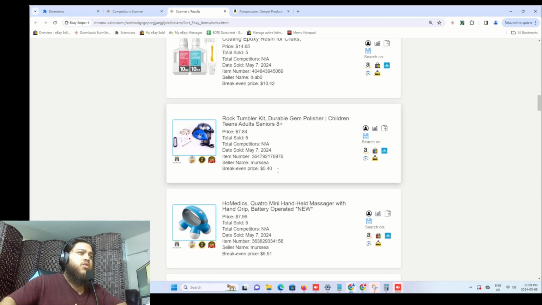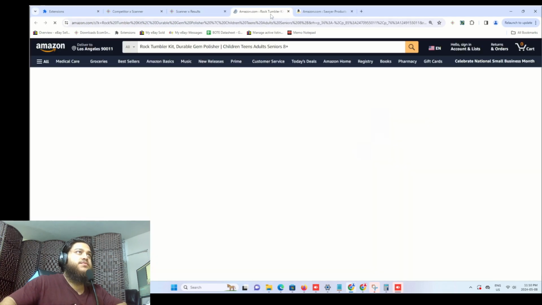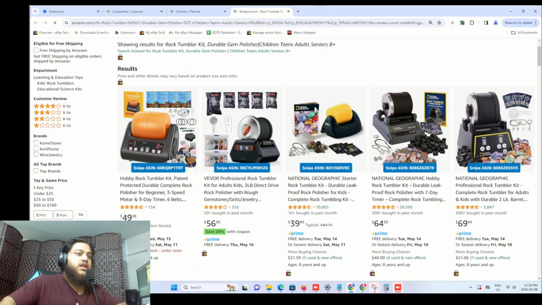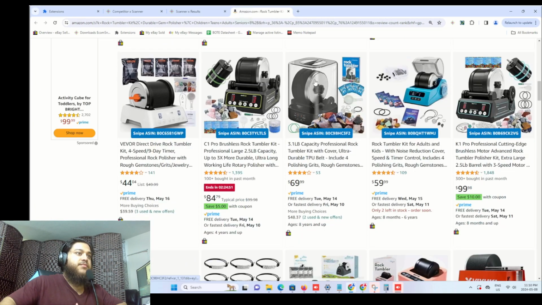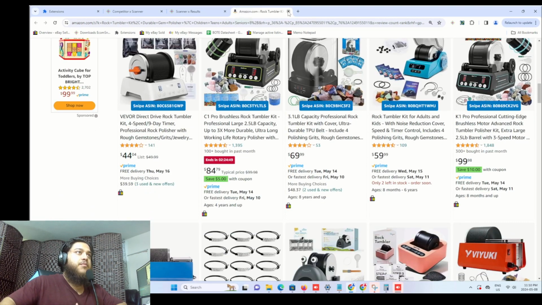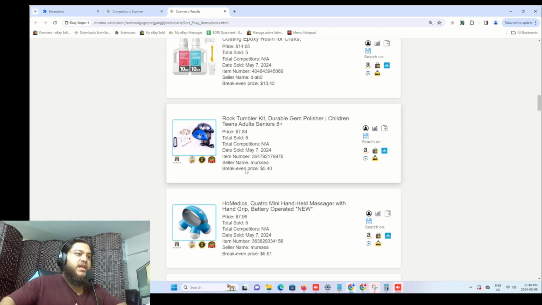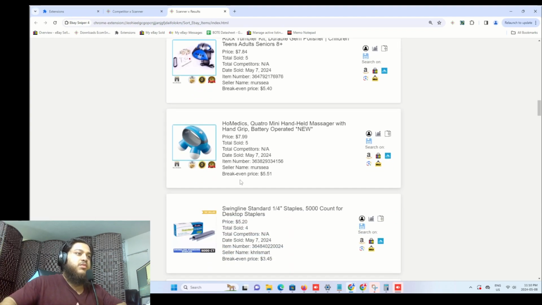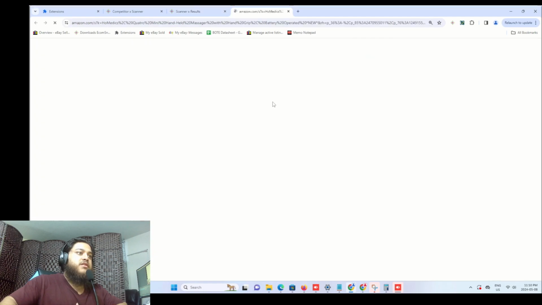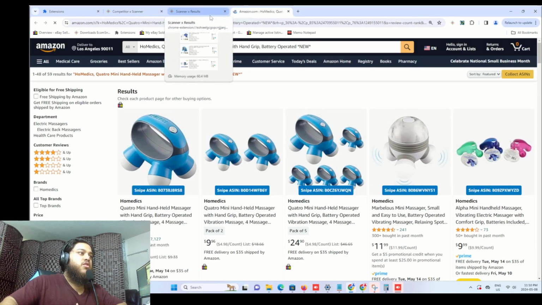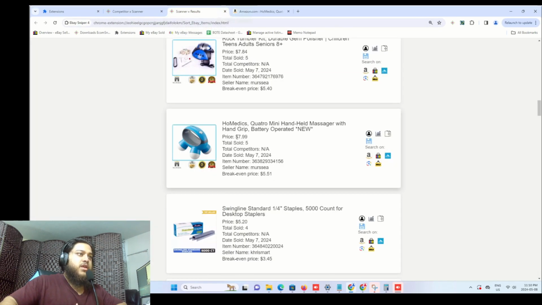So this guy, he sold this item, right, gem polisher, seniors 8 plus, rock tumbler kit. I'm looking for a break even of 540. So let's go ahead and check that. $5.40. I don't see anything. I'm pretty sure it's a Walmart item just because of the same kind of display. So let's go ahead and take a look for this. Let me see if I can find this. $4.99. Okay, right. I'm gonna go ahead and copy this.